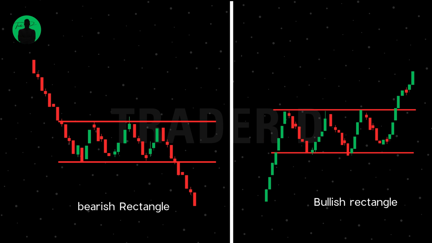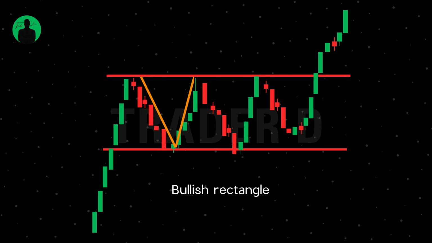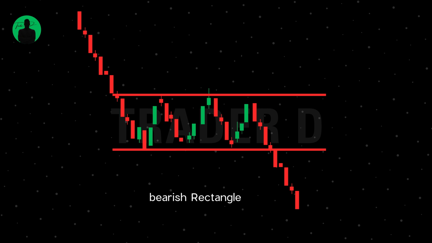Now let's understand the rectangle pattern. This can be either bullish or bearish. During a trend, if the market consolidates between two horizontal levels, acting as support and resistance, it forms a bullish rectangle. When the price breaks above the resistance level, the trend usually continues upward. In a downtrend, if the market consolidates similarly, it forms a bearish rectangle. A breakout below the support level suggests the downtrend will likely continue.